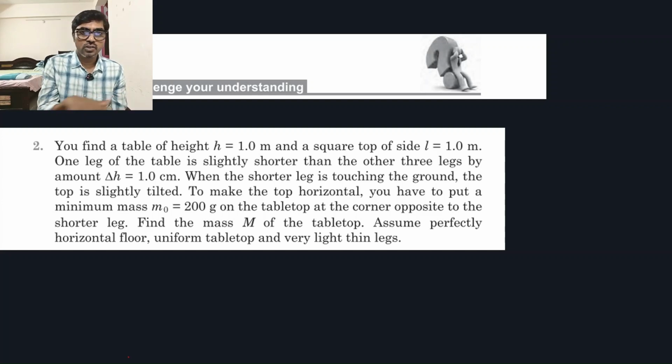Assume a perfectly horizontal floor, no inclination there, and a uniform tabletop. So the mass of the tabletop is uniform, so the center of mass of the tabletop is the center of the tabletop. And also the legs are very light, so that means the entire mass of the table is nothing but the mass of the tabletop. So that's the question they have asked. We are supposed to find that capital M.